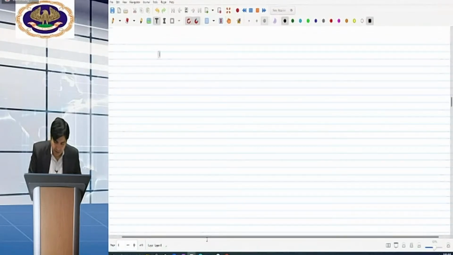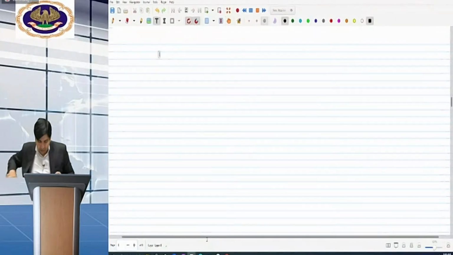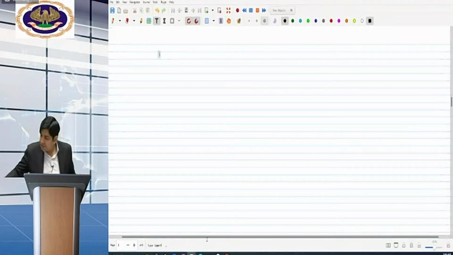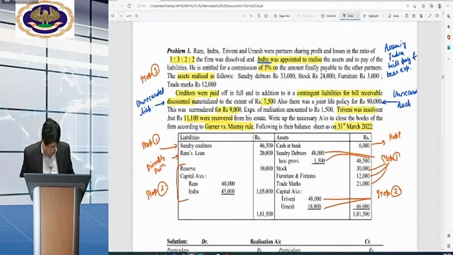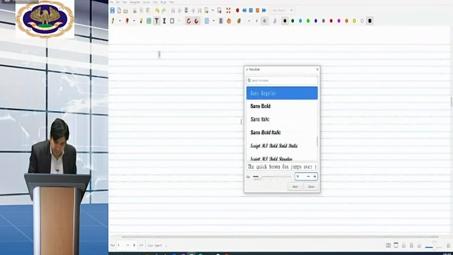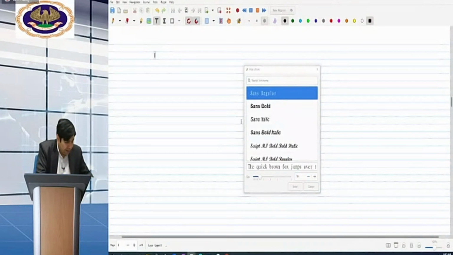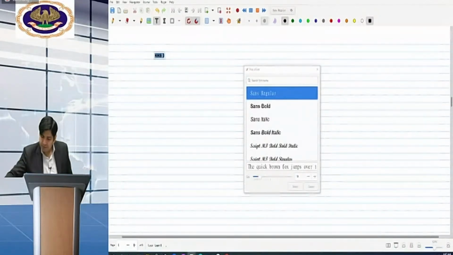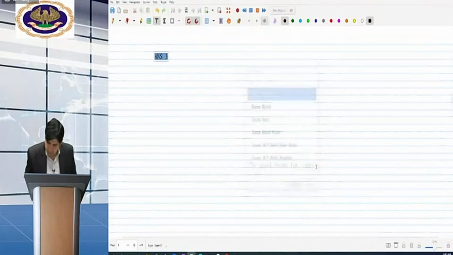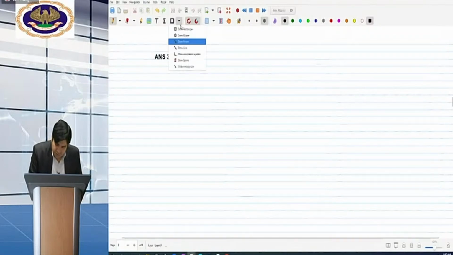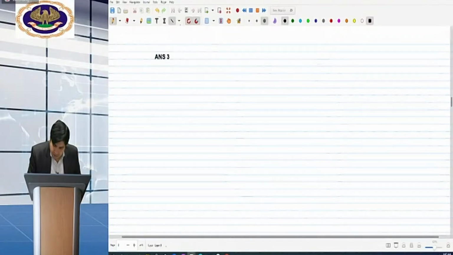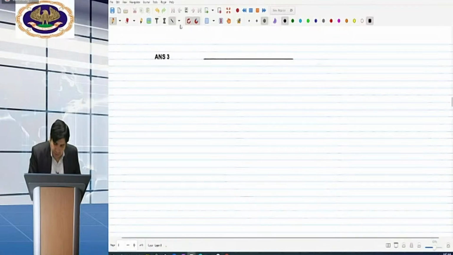Answer number three. Please prepare the ledger in the fastest mode. Answer number three. Give a heading: in the books of the partnership firm.